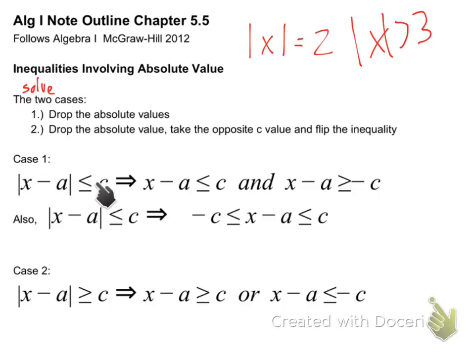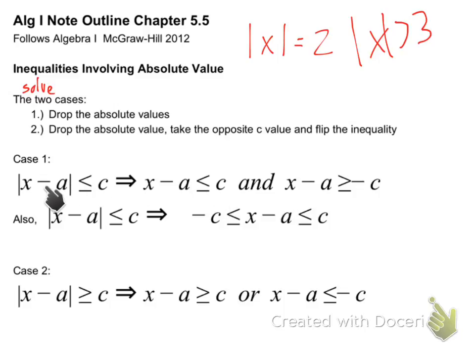And since it's a less than problem, I can write it as a single compound inequality. But again, if I cover up this stuff, x minus a is less than or equal to c. Isn't that just the first part? And then if I cover up the last part here, x minus a is greater than or equal to negative c. That's this one. So if I can sandwich those together, I can write a single compound inequality. This only works for the less than sign.